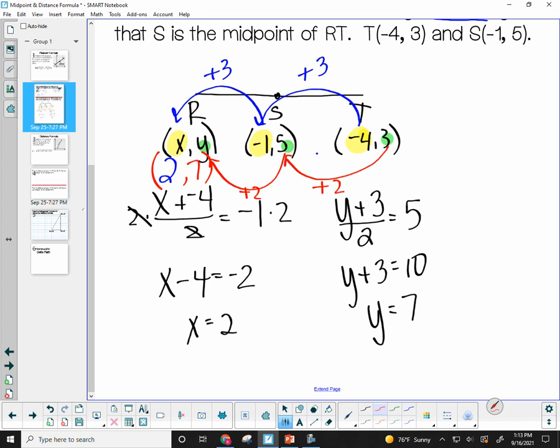Right, with the formulas, logic is way faster, I feel like. But I wanted you to understand how it ties into the formula, and I'm not doing something completely different, just trying to think about it logically. Is that okay? Questions on that? All right.